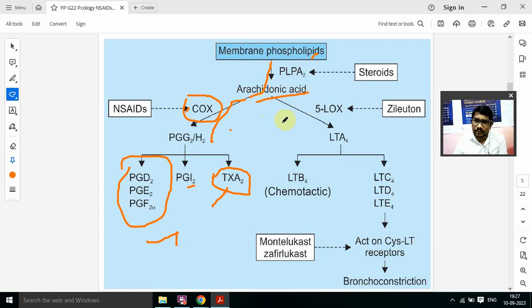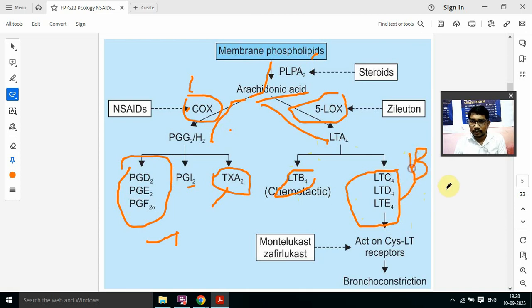On the other hand, arachidonic acid is converted into leukotrienes, LTA4 and others, by the pathway known as lipoxygenase, or 5-lipoxygenase. ये जो एंजाइम होता है LOX, COX मतलब cyclooxygenase, LOX मतलब lipoxygenase. So arachidonic acid is converted to leukotrienes by lipoxygenase. These leukotrienes, for example LTB4, are chemotactic in nature, then LTC4, D4, E4. These leukotrienes act on their own receptors. Most of these leukotriene receptors are present in the bronchial smooth muscle.